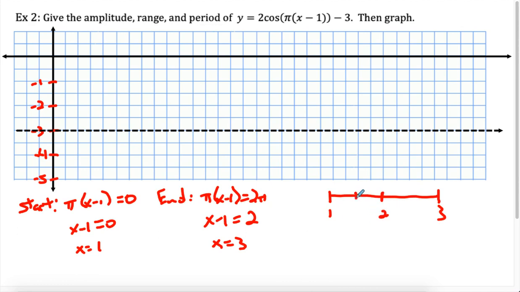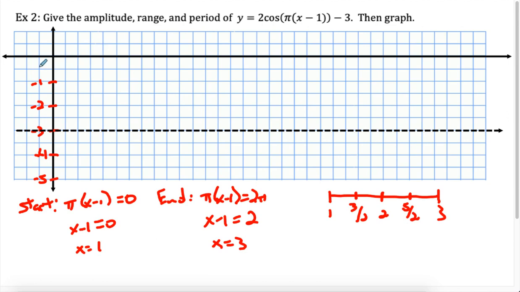Halfway in between 1 and 2 would be 1.5 or 3 halves. Halfway in between 2 and 3 would be 2.5 or 5 halves. So these are my 5 key points on the x-axis. That's certainly possible if our b value has a pi in it, right, that would cancel out when I'm dividing here. So I just need to label.